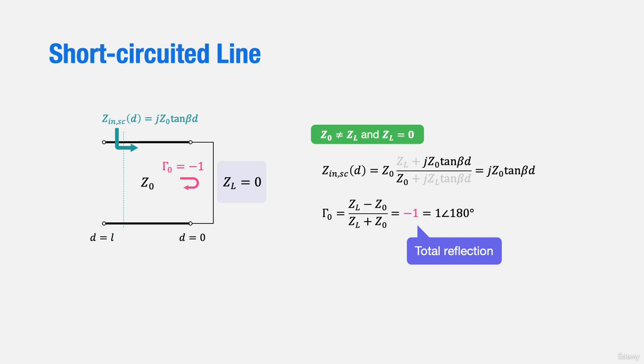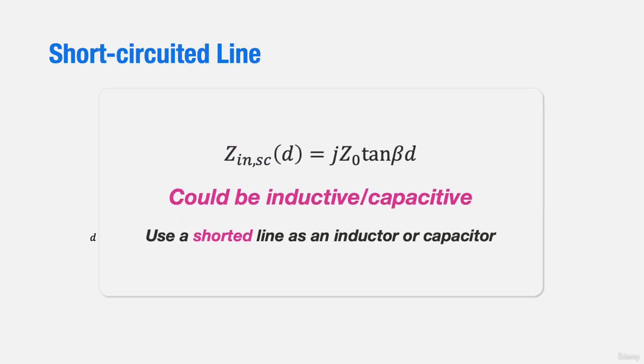In this case, the input impedance of a shorted line viewed from any position D is j times Z0 times tangent beta D. This result demonstrates that even when the terminal is grounded, the ground is still converted to an imaginary impedance. However, we must recognize that the impedance of a shorted line is reactive.